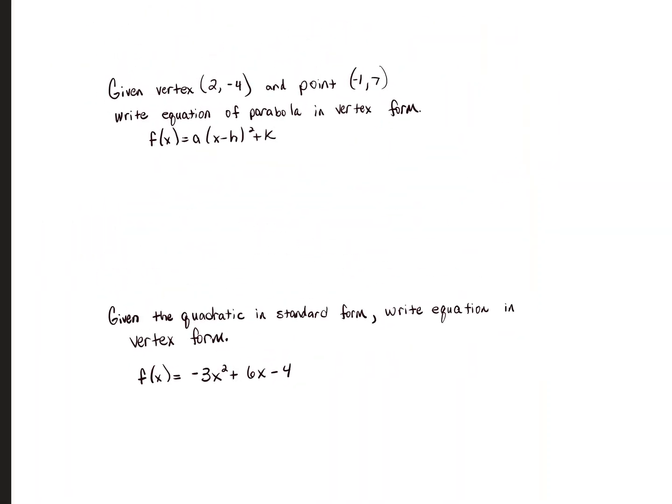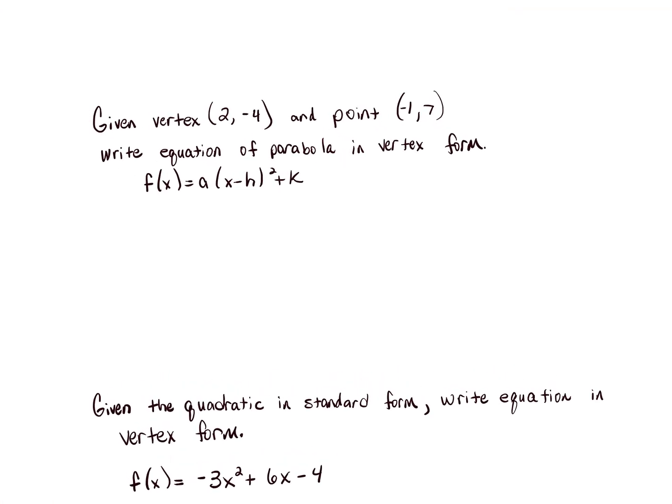For your last two questions, you're given a vertex and an ordered pair, and you're told to write the equation of the parabola in vertex form. Remember, from the beginning, your vertex form was f of x is equal to a times x minus h squared plus k. That will not be given to you tomorrow.